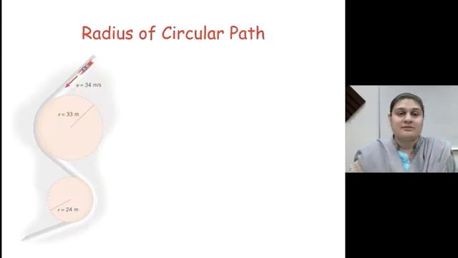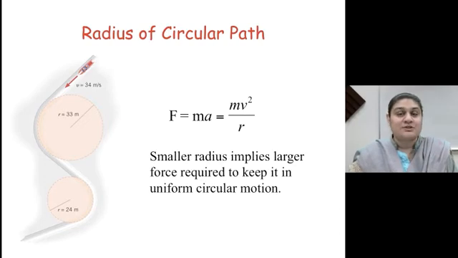So now let's talk about the radius of a circular path. Let's say there was a car going around this curve. What do you think is going to happen to the car as it goes over the different radii? Well, we know F equals ma, which is equal to mv squared over r. So a smaller radius will mean that a larger force is required to keep it going in a circular motion. And this is obvious also from this expression because F is proportional to 1 over r. That means a larger radius requires less force and a smaller radius requires more force.